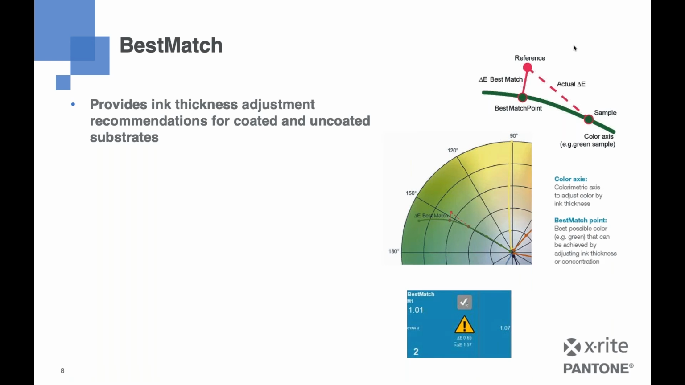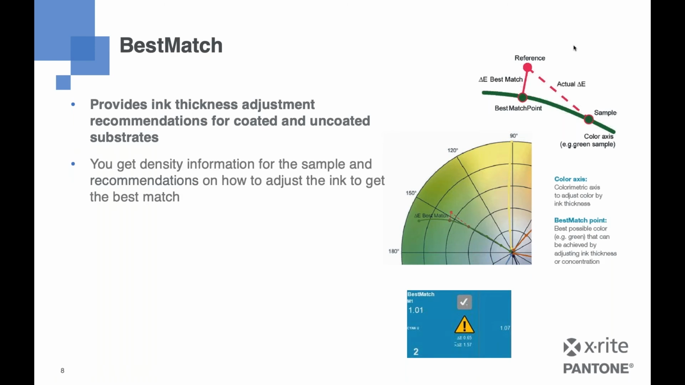We have this also with our exact handheld instrument, but also with software like the ScoreCard software. This is a function which provides the operator with ink thickness adjustment recommendations. Normally, you have an LV target, or a Pantone color as a target, or a spectral curve. And then you might see a delta E number, but the press operator doesn't know how he needs to adjust the press to get to this delta E. And this is exactly what the software does.